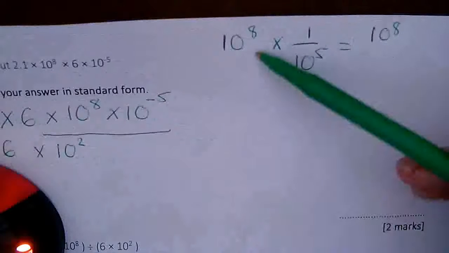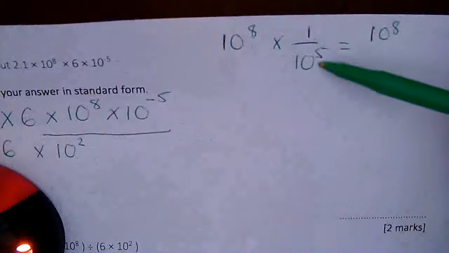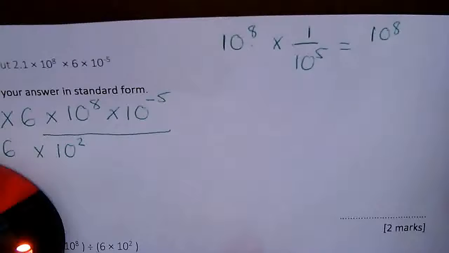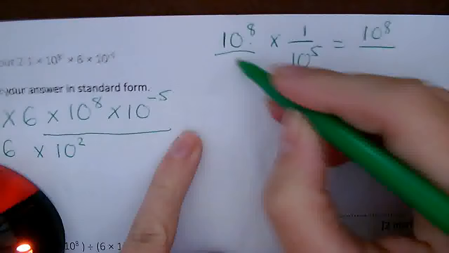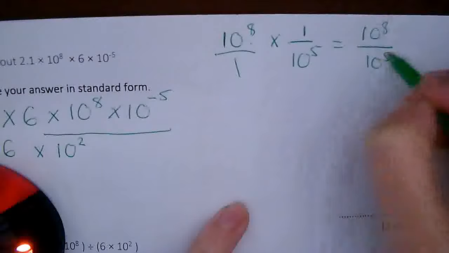So 10 to the power of 8 we know is 10 times 10, 10, etc. And then 1 over 10 to the power of 5 is the 10 to the minus 5 part. These two, when you multiply them out, 10 to the power of 8 times 1 is 10 to the 8. If you put that as a fraction there, you can then see 1 lot of 10 to the power of 5 is 10 to the power of 5.